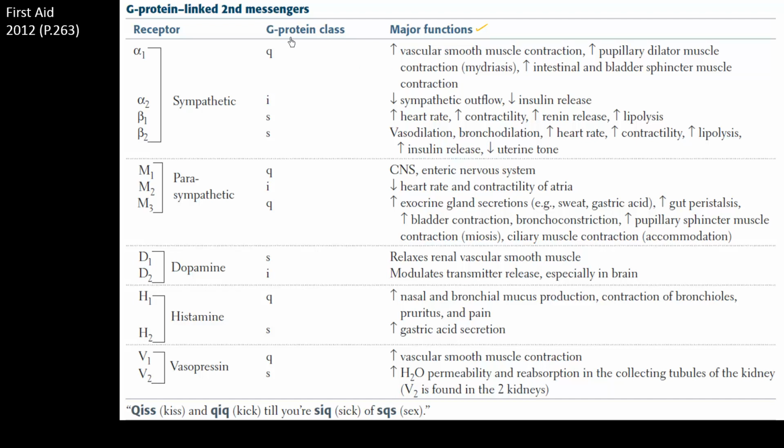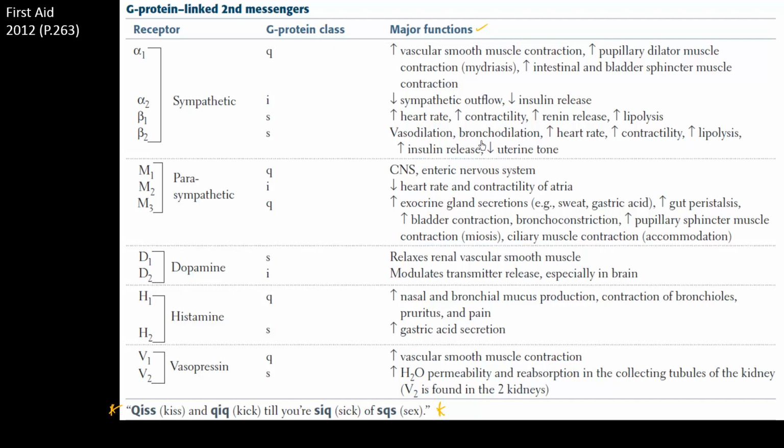Now, we didn't cover the G proteins in detail, but there's a little mnemonic here to help you remember it. So in this order: alpha 1, alpha 2, beta 1, beta 2, M1, M2, M3, the 2 dopamines, histamine, and vasopressin. It's kiss and kick till you're sick of sex. So this is written down here. I highly recommend coming back to this and learning what the receptors are, the G proteins, and the major functions. Hopefully this will make sense to you because of this lecture.